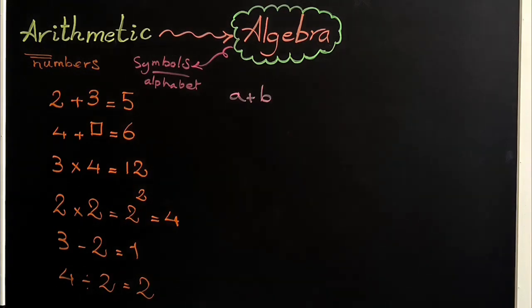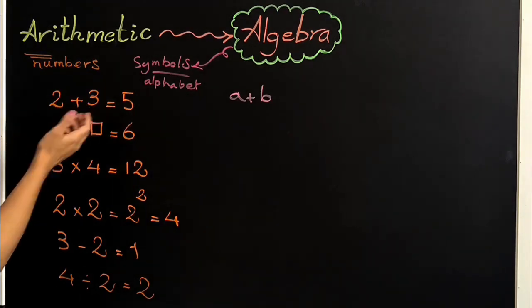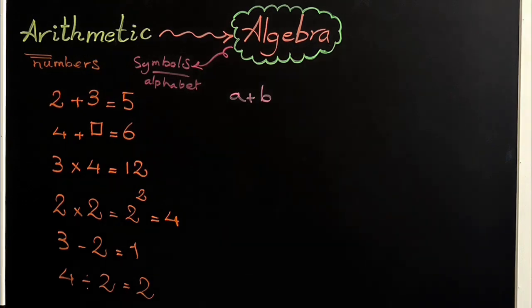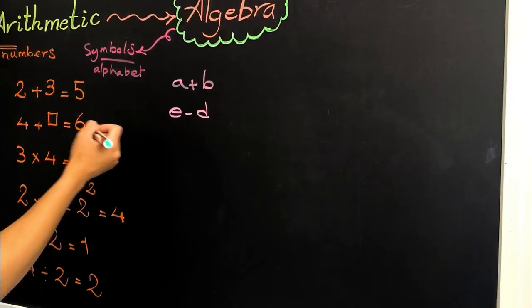For example, 2 plus 3 equals 5. We write a plus b. And for minus, we can write e minus d. Here, we don't know the values of a and b, but we can show how their sum is expressed.